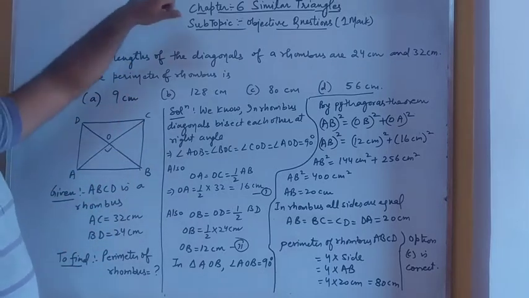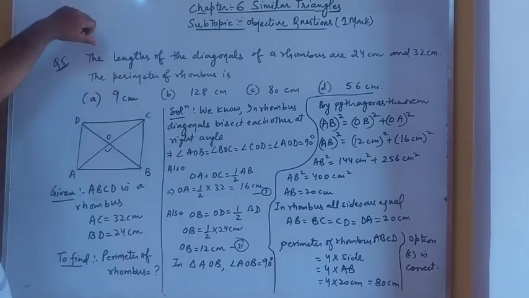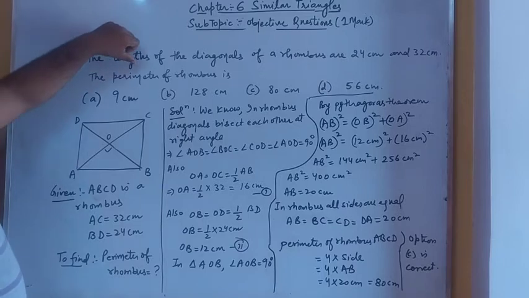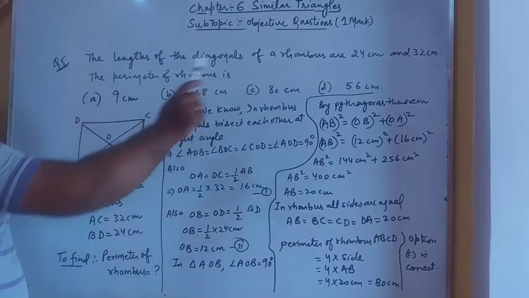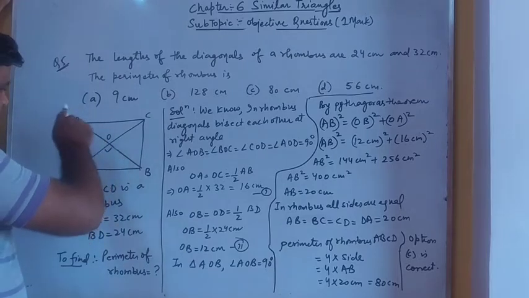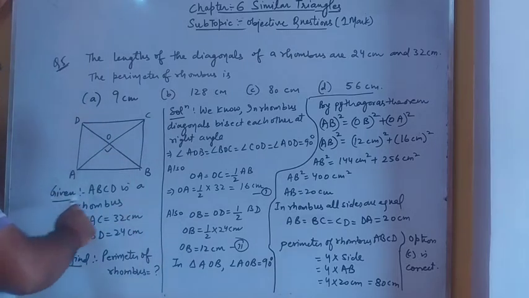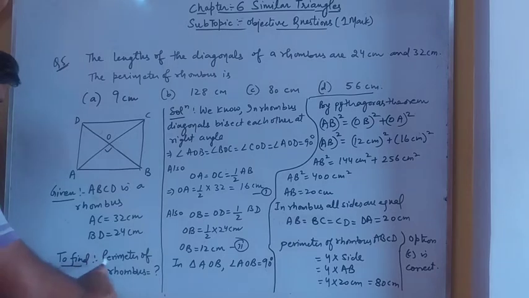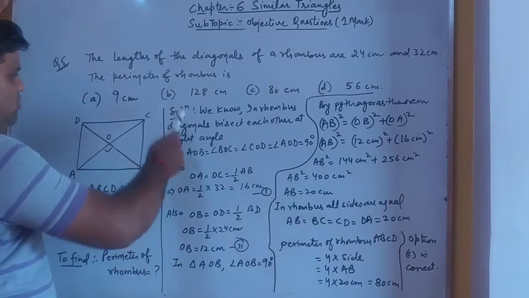The lengths of the diagonals of a rhombus are 24 cm and 32 cm. Here we have to find the perimeter of the rhombus. Which option is correct? First of all, we draw the figure of rhombus ABCD. AC and BD are the diagonals of the rhombus. Here in the given we write all the information. We have to find the perimeter of the rhombus. Now let us come to the solution.